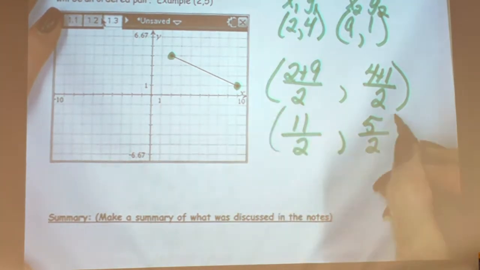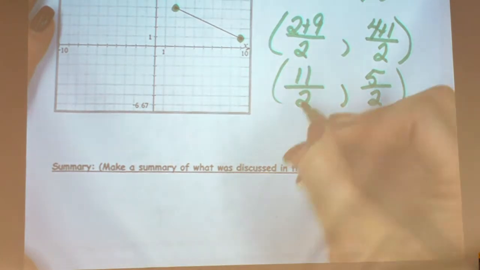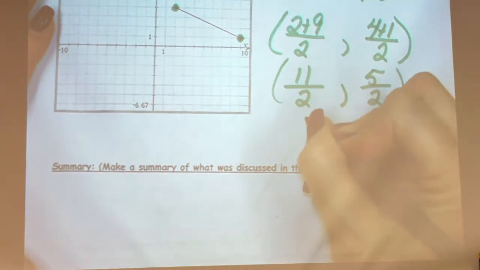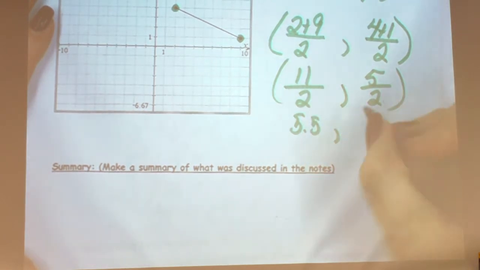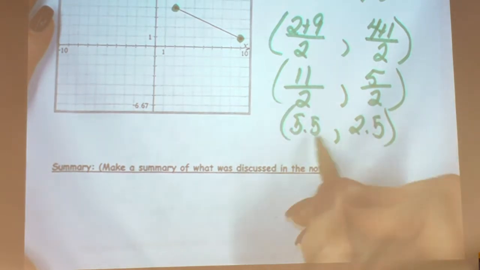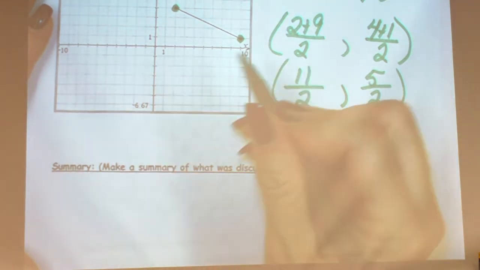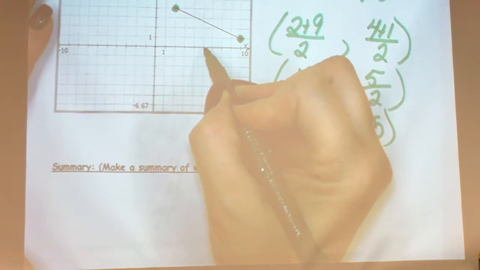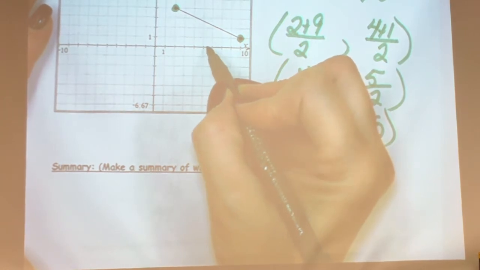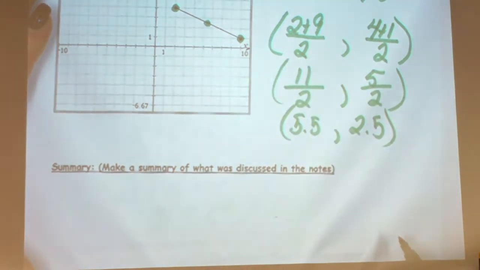Okay? So if I want to do that with decimals, it would be half of 11 is 5 and a half, comma, and half of 5 is 2.5. So let's check it. Let's plot this point and see if it looks like we're in the midpoint. So I need to go over 5 and a half. So 1, 2, 3, 4, 5 and a half, and then up 1, 2 and a half. It does look like that would be my midpoint.